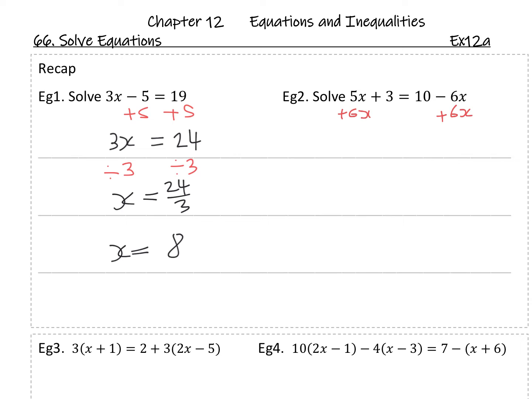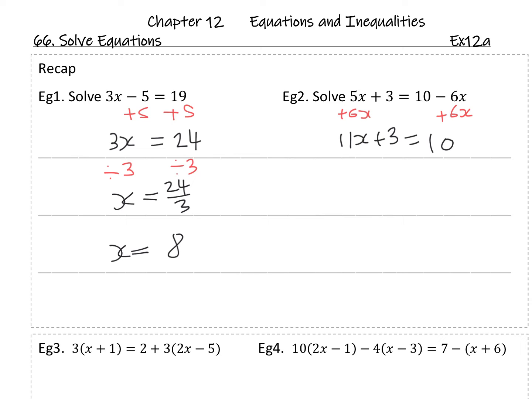If we add 6x to the left-hand side, we've got 5x plus 6x, which gives us 11x. So that's 11x plus 3, the 3 is still there. And on the right-hand side, we've got 10. And the minus 6x has been removed. It went to 0x, or just 0.